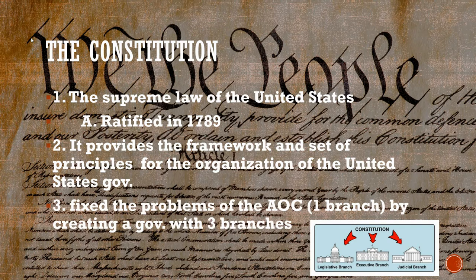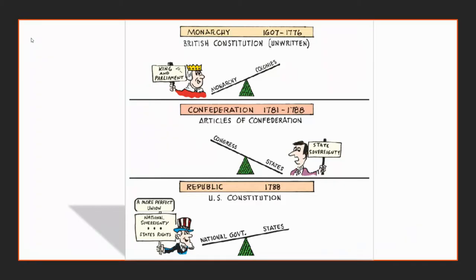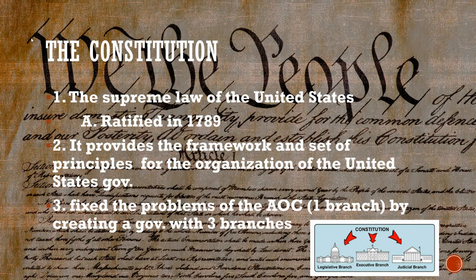And the Constitution fixes some of the problems of the Articles of Confederation. Remember, the Articles only had one branch of government, and we fixed this with the Constitution by creating a government with three branches. A government with three branches is a principle called the separation of powers, which we'll talk about in a second.